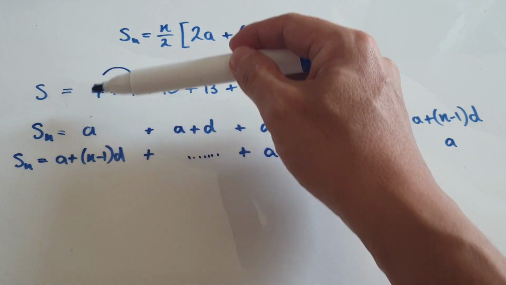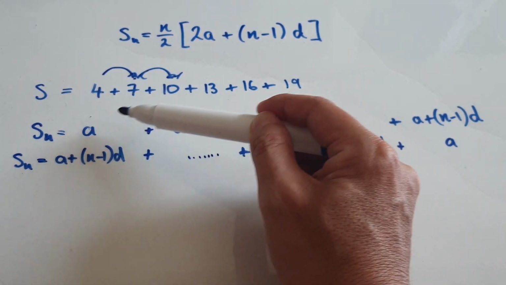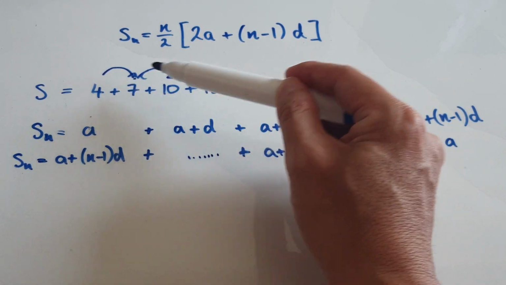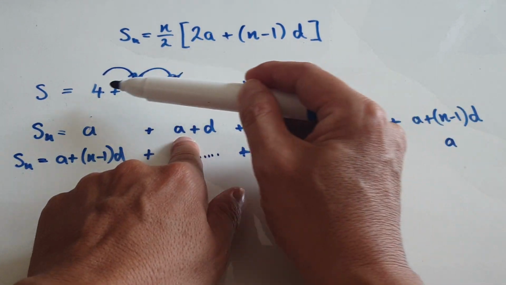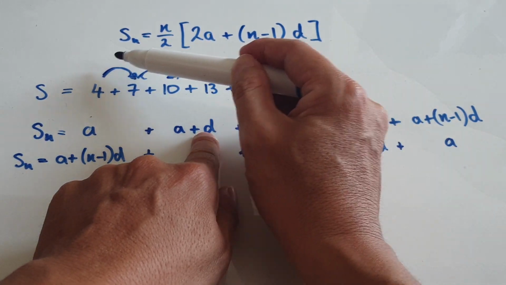So you start out with your first term. In our case, it's 4 here, A. And then for the next term, you add the common difference. So you start out at A, and then you add that common difference. So in our case, D would be 3.